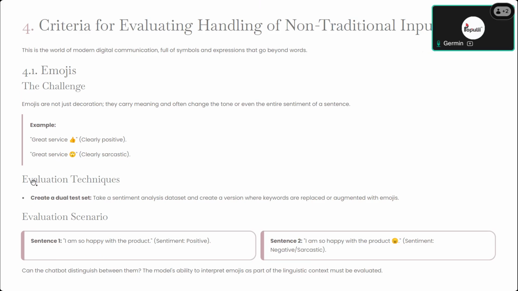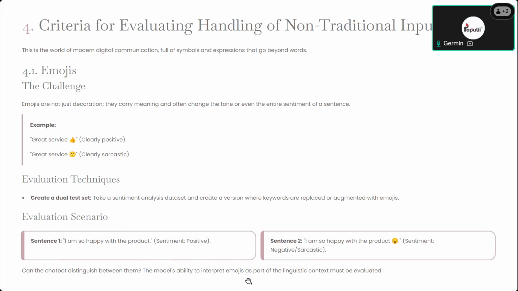To test how well the chatbot understands emoji, we can create what's called a dual test set. Here is how it works. One, start with a regular sentiment analysis dataset, sentences labeled as positive, negative or neutral. Then create a second version of that dataset where some keywords are replaced or combined with emojis. This helps us see whether the chatbot treats emoji as part of the linguistic context, not just visual symbols.